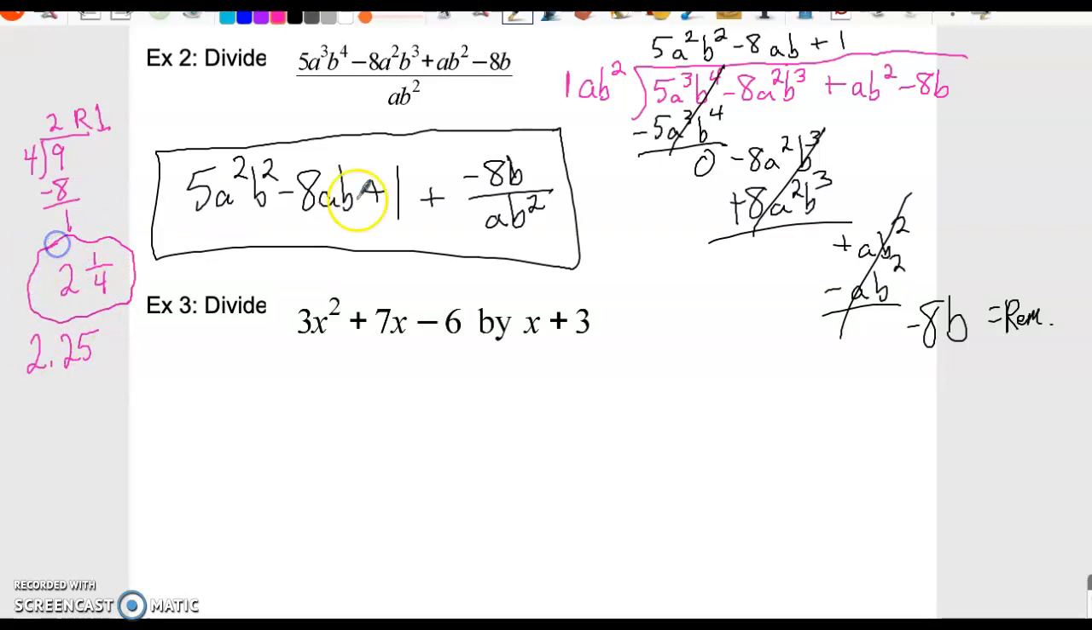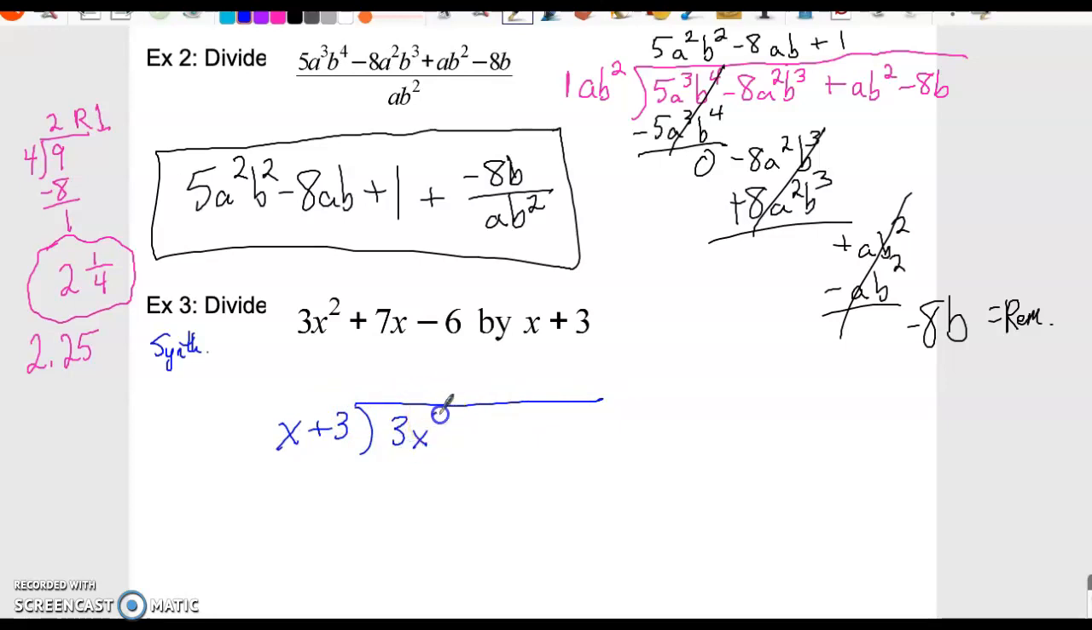So just like when we did this problem, the remainder is really divided by the whole number that we were dividing by. It's the same thing for these polynomials. So as we move on to the next one, again, I want you to practice long division. You can do synthetic on this when we get to that part of the lesson, but I don't want you to do synthetic yet.